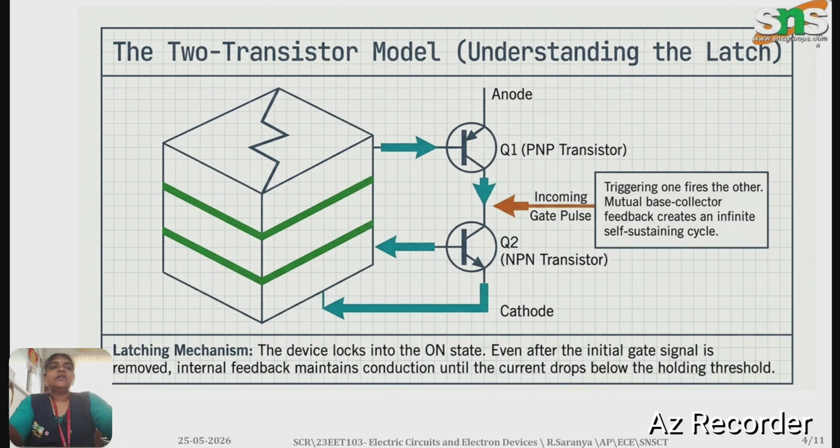So this is a two-transistor model. It is very useful to understand the latching mechanism, which is a special feature of SCR. In the diagram, we have marked an arrow in the gating pulse. The trigger fires the other transistor through the mutual base and collector, so feedback is created to produce an infinite self-sustaining cycle. Based on that initial gate signal, the internal feedback is maintained throughout the conduction of current, until the current drops below the holding threshold.